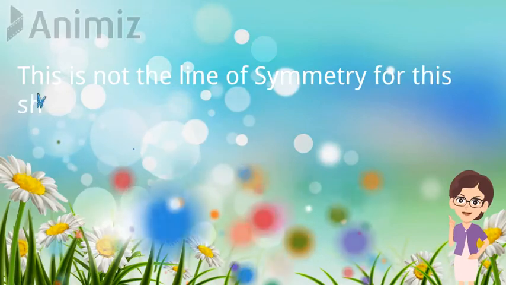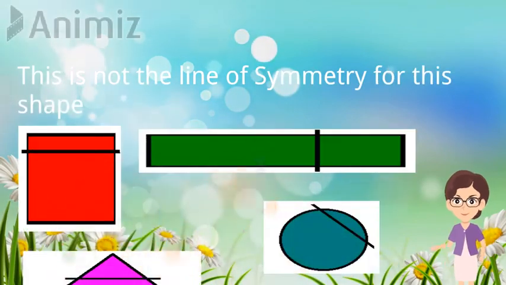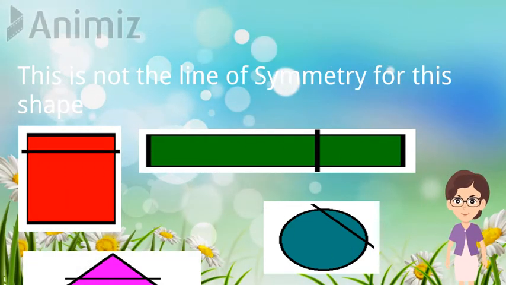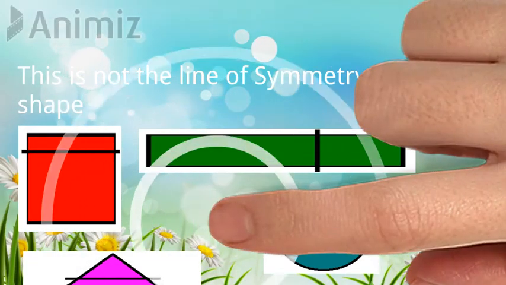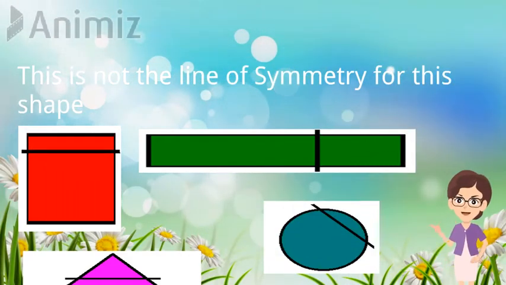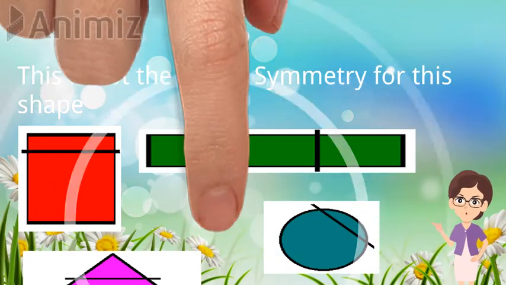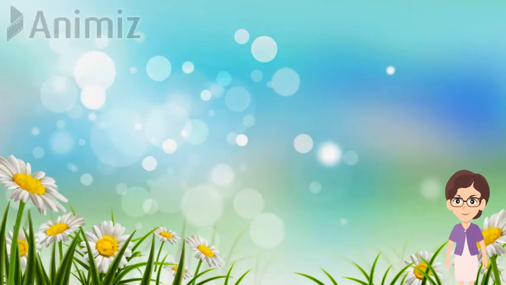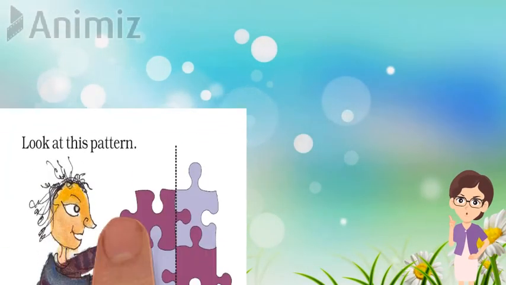Students, let's move ahead. Now we have some examples of shapes that are not in line of symmetry. You can see the shapes are similar to the previous ones, but the line that we have drawn is not a line of symmetry, either in the rectangle or in the other figures.